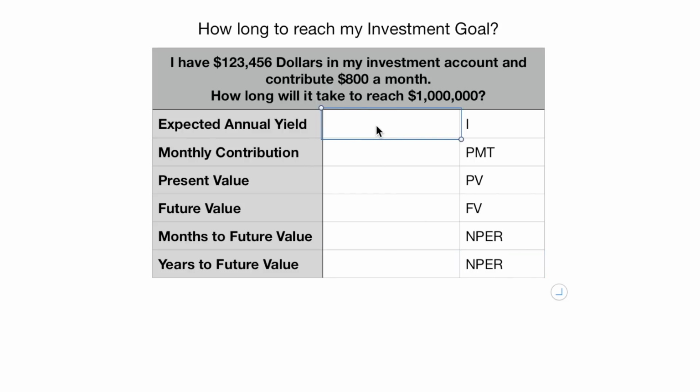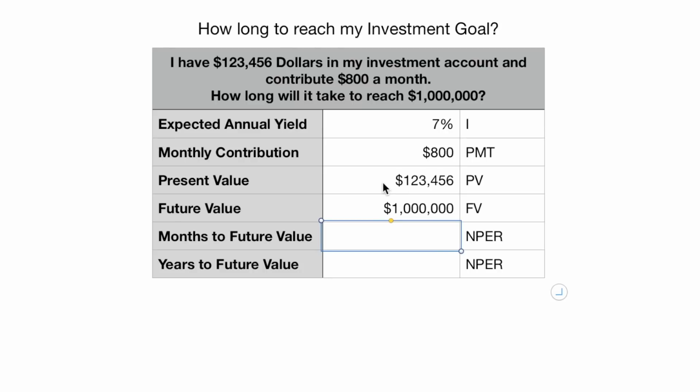So our expected annual yield is 7%. Our monthly contribution is going to be $800. The present value is going to be $123,456. The future value is going to be $1 million. And then we're going to do this math.